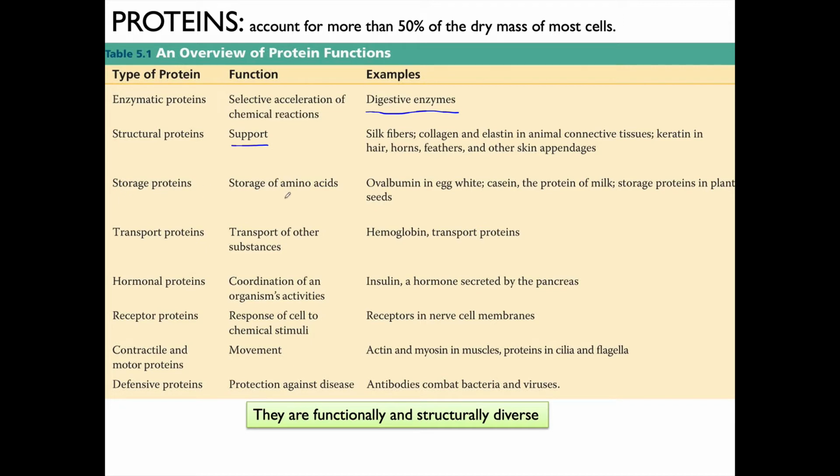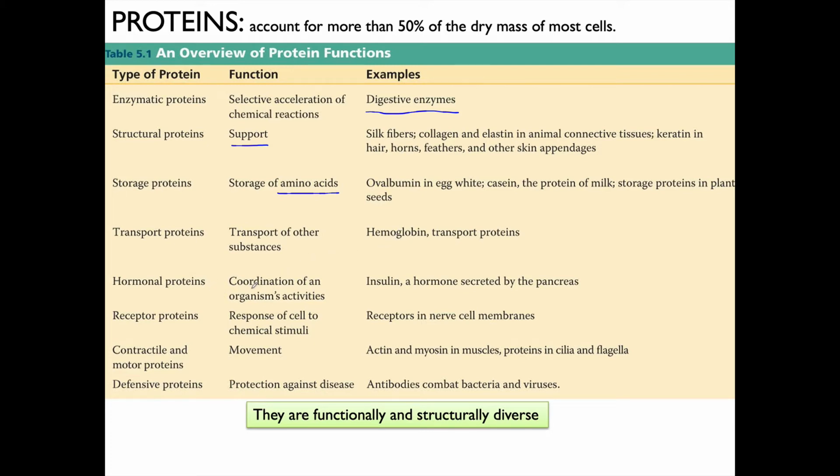We have storage proteins. Here you can see a few examples like egg whites. Perhaps people eat eggs for the amount of protein that they have. We have the protein of milk. We have storage proteins in plants and seeds. And it all comes from the storage of what we call amino acids. As we get into structure, you're going to see the connection between amino acids and proteins. We have transport proteins, which help move stuff around within organisms. To use an example, hemoglobin is a protein inside of our red blood cells that moves oxygen and carbon dioxide from where they're picked up to where they need to be released.